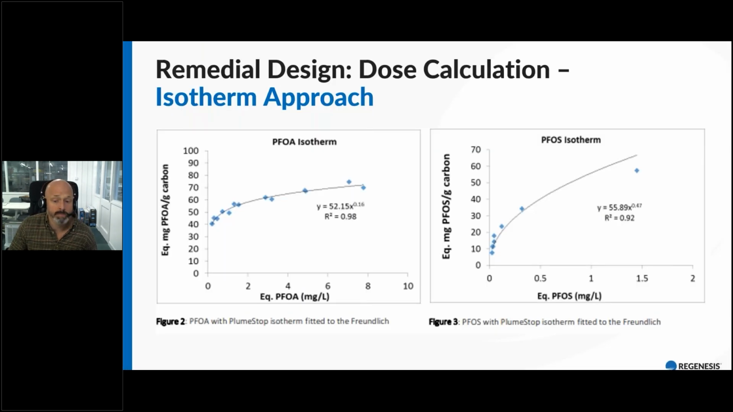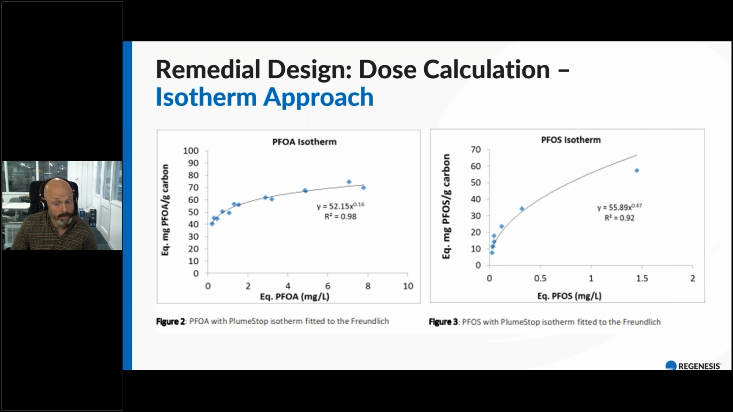So the first part of the design process for our colloidal technologies is the same. We will define the target treatment zone and we will estimate the amount of target contaminated mass at the site. But instead of a stoichiometric approach, we're then going to use adsorption isotherms to determine the amount of carbon that we need to put in the ground to achieve a target equilibrium groundwater concentration, i.e. a site target level.